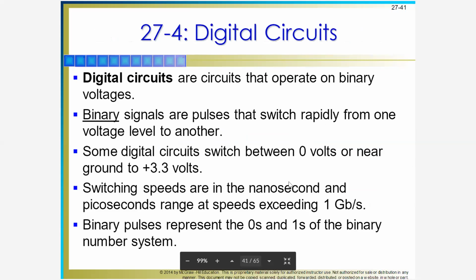Digital circuits are circuits that operate on what? Binary voltages. Binary signals are pulses that switch rapidly from one voltage level to another. Some digital circuits switch between 0, near ground, and 3.3 volts. Switching speeds are in the nanoseconds and picoseconds. Since it's a binary pulse, it represents what? The machine or computer can read what? 0 and 1. That is the binary number system. That is the digital circuits.